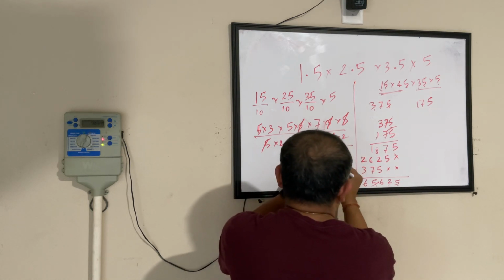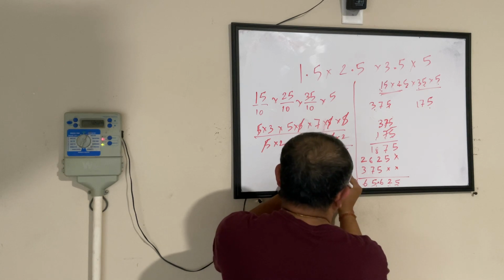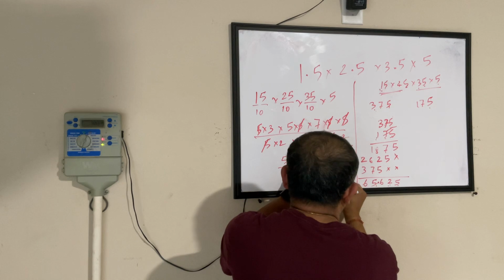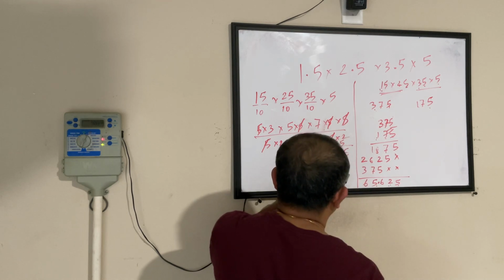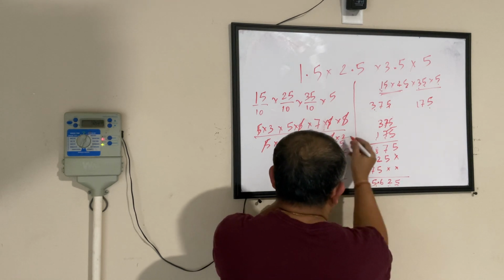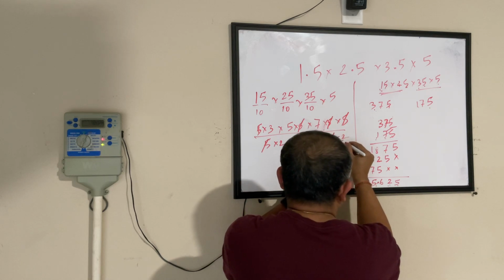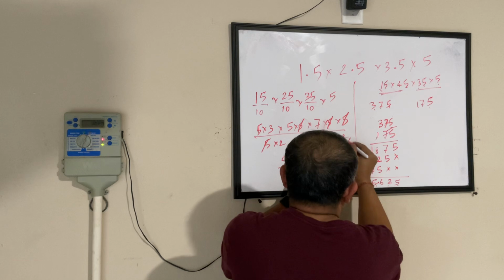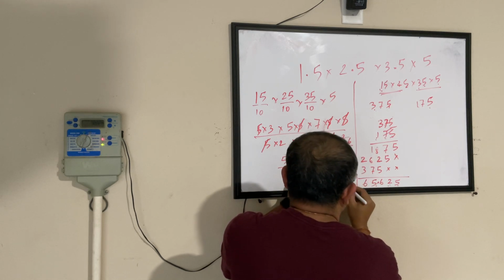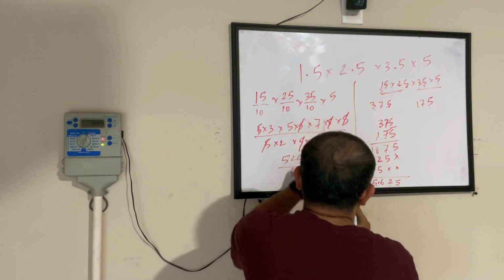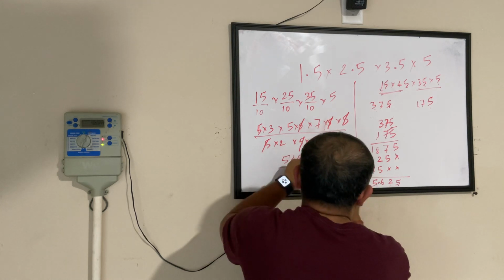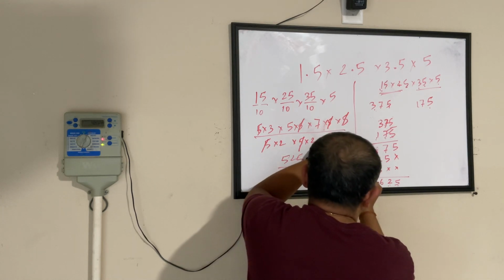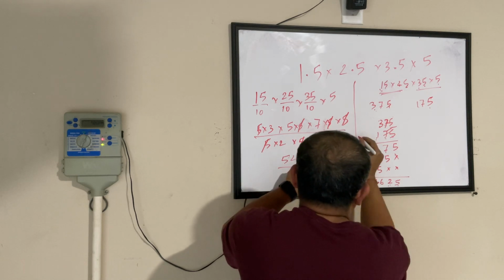8 6s are 48. What is remaining? 4. And then 5 comes down. 8 5s are 40. What is remaining? 5. Now, 5 is smaller than 8. There is nothing coming down. So, chicken comes to help me. Becomes 50. 8 6s are 48. Then I have 2 remaining. Then chicken gives me one more egg. 8 2s are 16. What is remaining? 4. Then chicken gives me one more egg. 8 5s are 40.